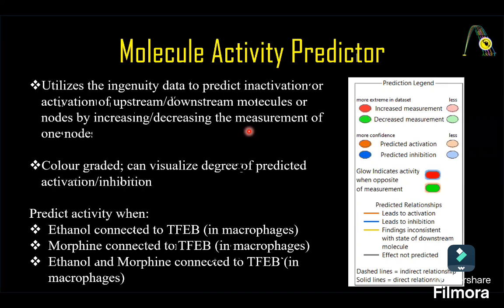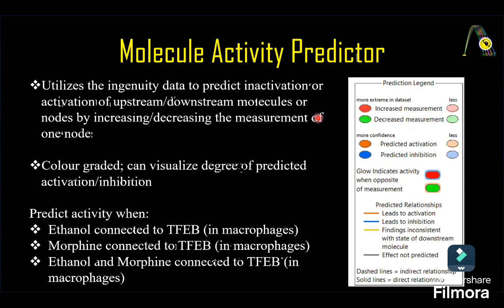So the red symbol, right? For example, with morphine, you're able to increase the measurements. Once you increase the measurements, it will turn a red color like this, and that means that you have increasing measurements of morphine. If you're decreasing the measurements of a certain molecule, it turns green like this, okay? So increased measurements is red, decreased measurements is green, right?